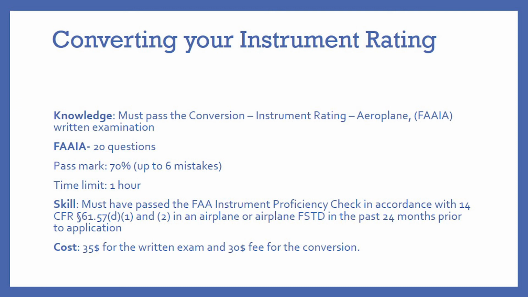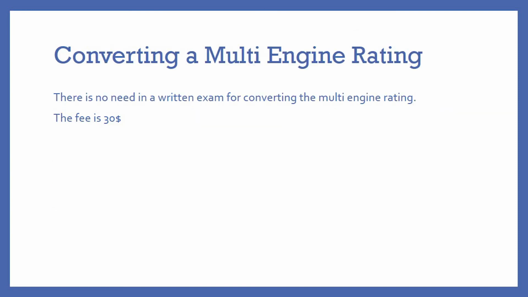The cost of converting the instrument rating is a $35 fee for the written exam and another $30 fee for the rating conversion. If you have a multi-engine rating, you can convert it just by paying a $30 fee. If you are converting both the instrument rating and the multi-engine rating, you will be issued with a Category 1 instrument rating. That means that you can fly IFR in a multi-engine aircraft.